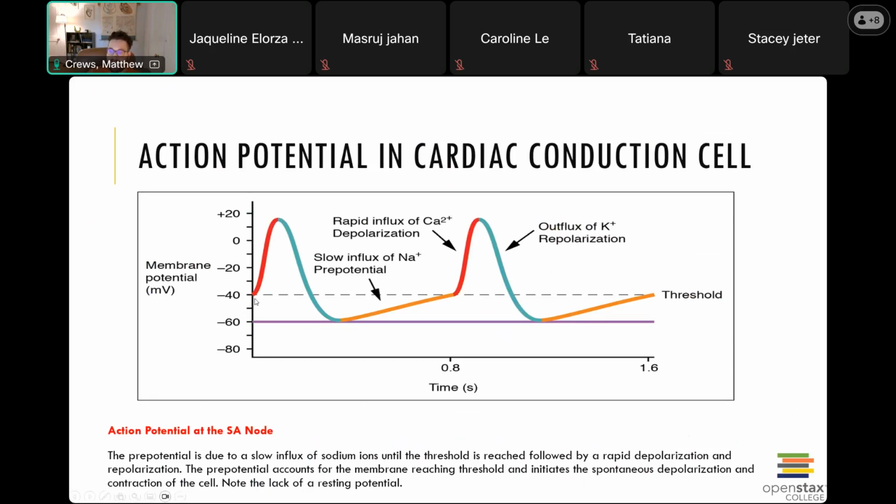The only thing you really need to know is that it's negative, and then it gets positive, and it eventually reaches a threshold, like a critical point where it gets too positive and it goes, oh, slow this down. So then you have rapid depolarization, okay? At that point, the ion channels will just snap shut in the video. We don't need that anymore. And then it will reach a threshold and initiate the spontaneous depolarization and contraction of the cell.